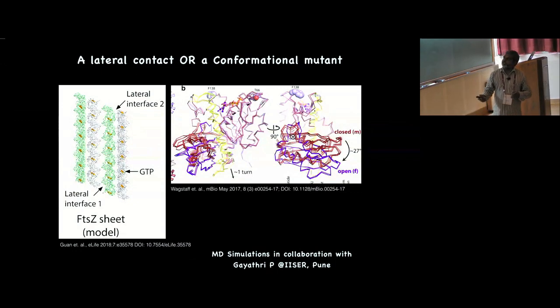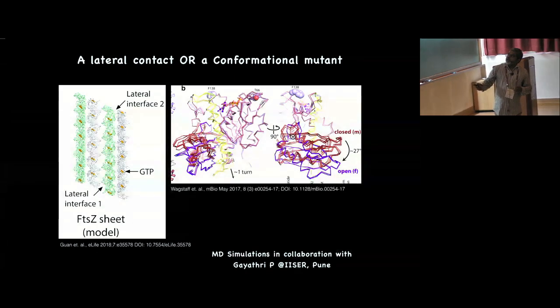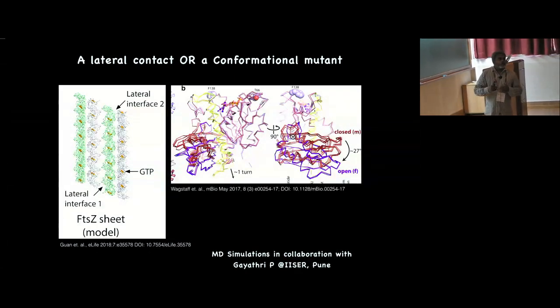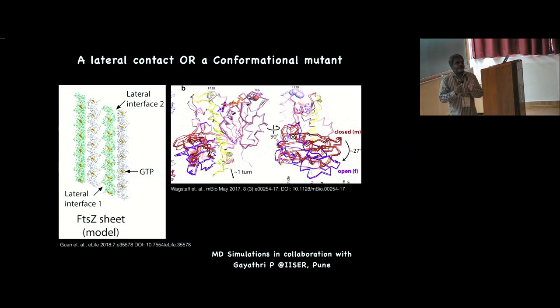So what these crystal structures showed is that there is an open conformation and there is a rotation of this domain by 27 degrees when the polymerization can happen. It is not linked to GTP hydrolysis, because even with the GTP bound form, you can get this closed conformation. So the ability to polymerize is not linked to a hydrolysis switch in this case. We don't know what it is linked to. It is polymerization itself driving this open conformation.